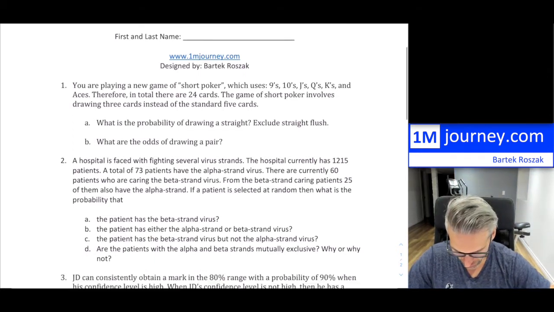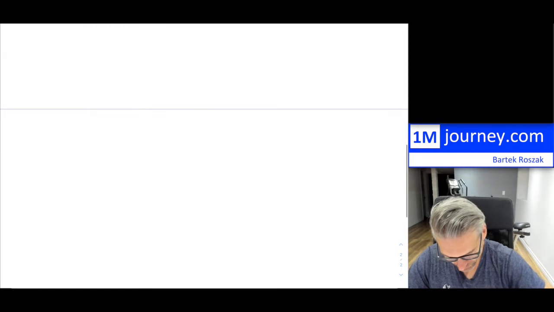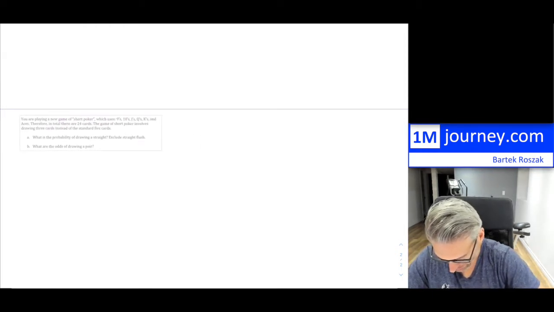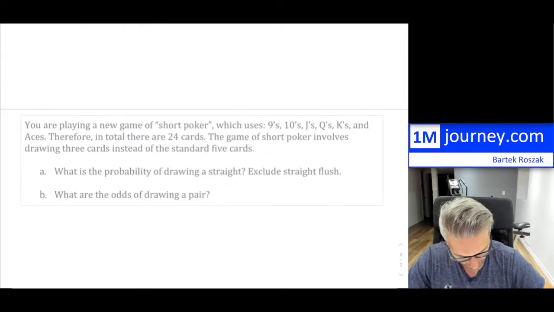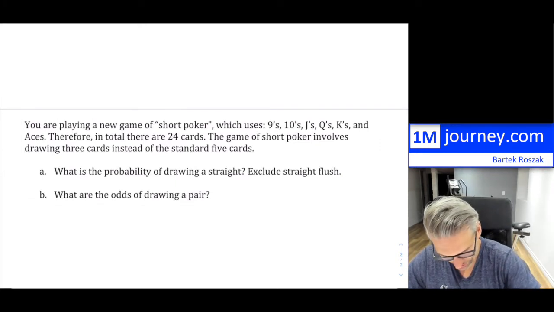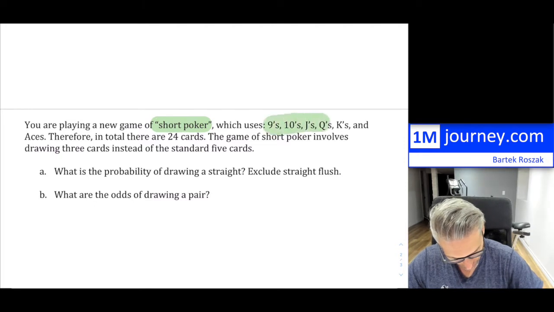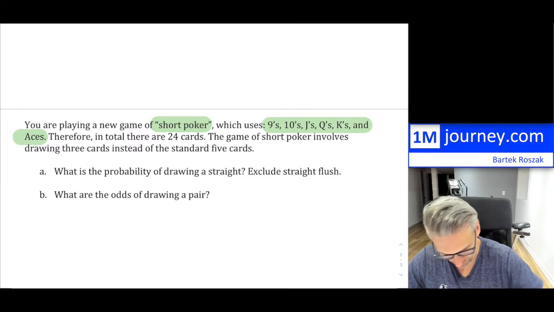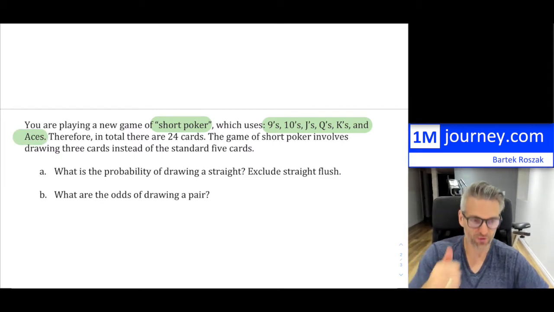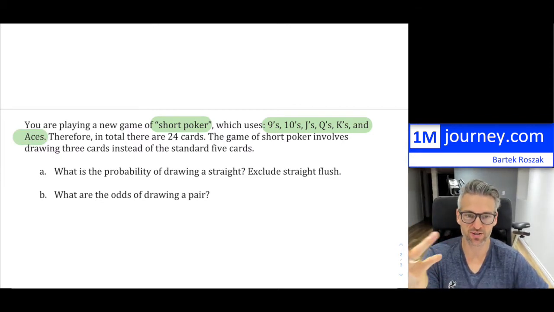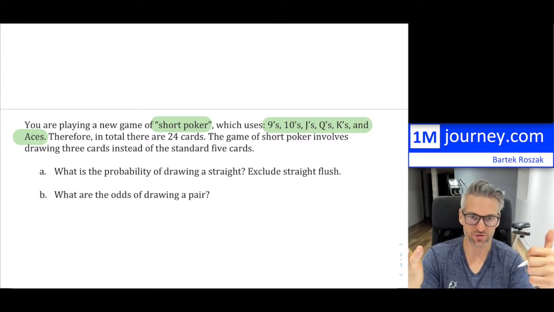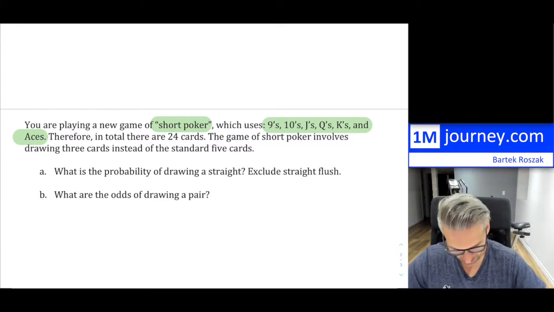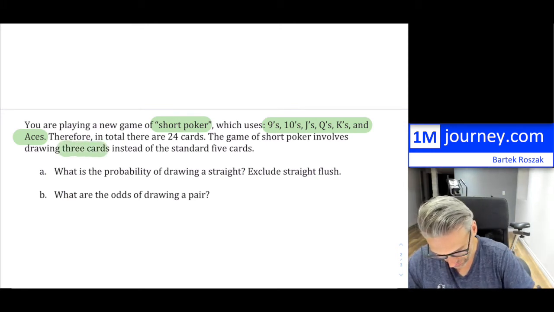Now coming back to question number 1, let me first paste it in here. We have 2 parts. As I said, we're playing this new poker, which is short poker. You're using 9s all the way up to aces, so that means you have 24 cards in total: 9s, 10s, jacks, queens, kings, and aces. 6 times 4 is 24. The game of short poker involves just drawing 3 cards, instead of 5.